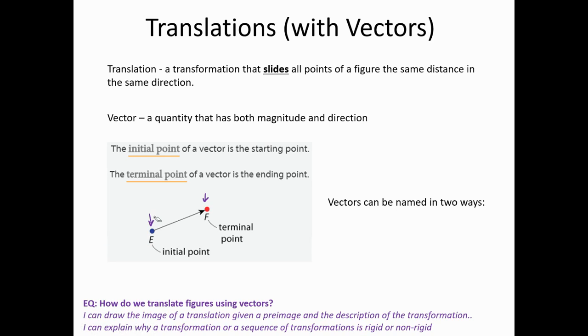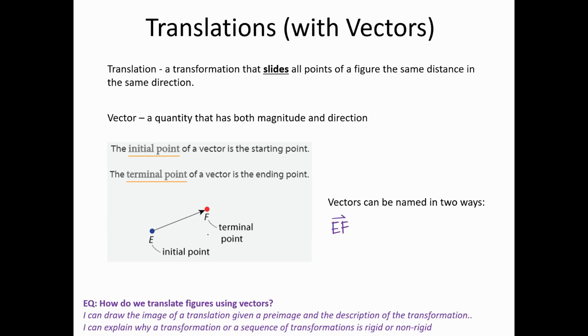Okay. And then we have vectors on the side here. Vectors can be named in two ways. I can call this vector by the letters, the endpoints, if you will. I can say EF, and then a vector symbol is like a half arrow, like that. So this is vector EF. When I write a vector, it always has to go from the initial to the terminal. So always start at the beginning and end at the end.